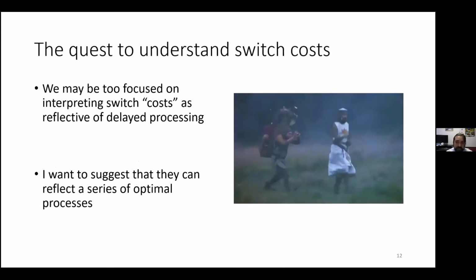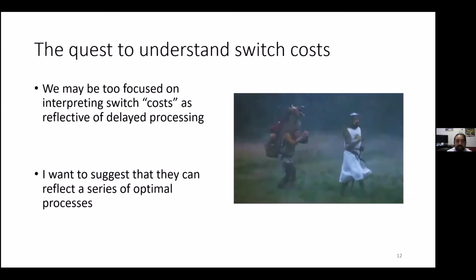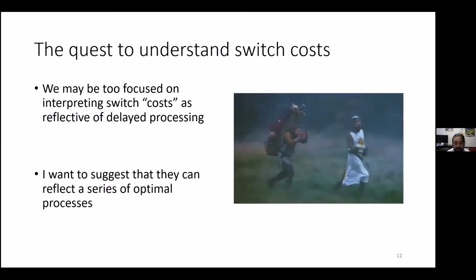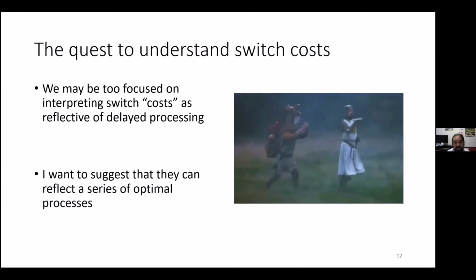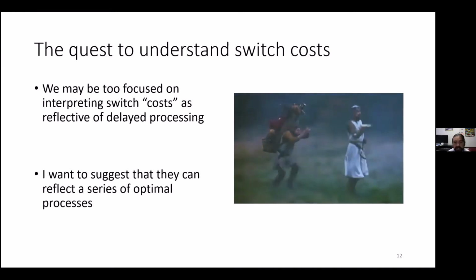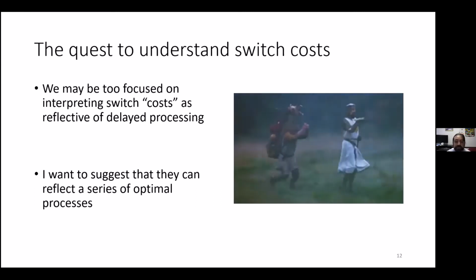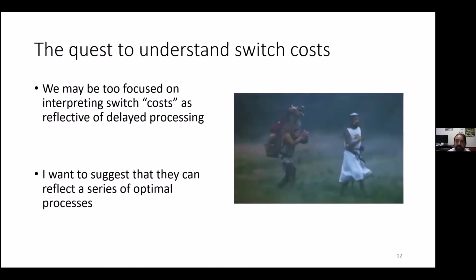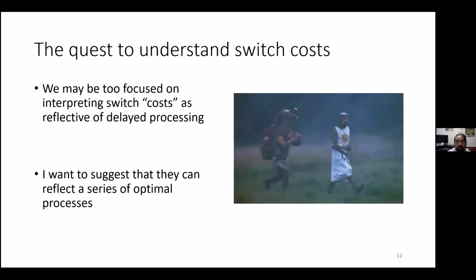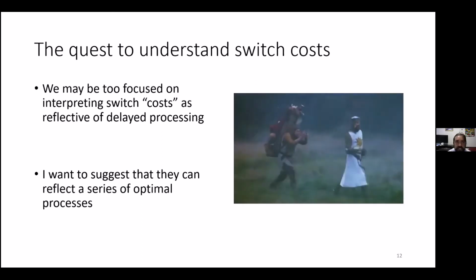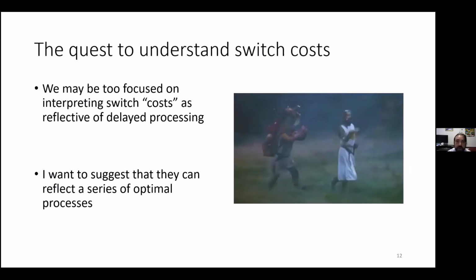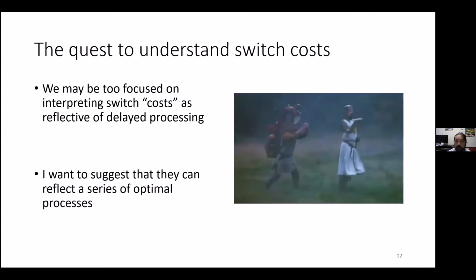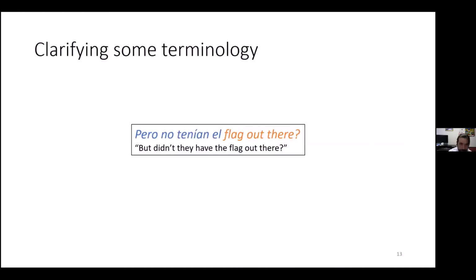Part of what I think is going on here is that we might be too focused on interpreting switch costs as reflective of delayed processing. So part of my goal today is to demonstrate to you that instead, we should think about the series of optimal processes that bilingual listeners are engaged in, and that under certain situations, the types of prediction that might otherwise be found under monolingual contexts need to shift to accommodate the reality of how code switching takes place.